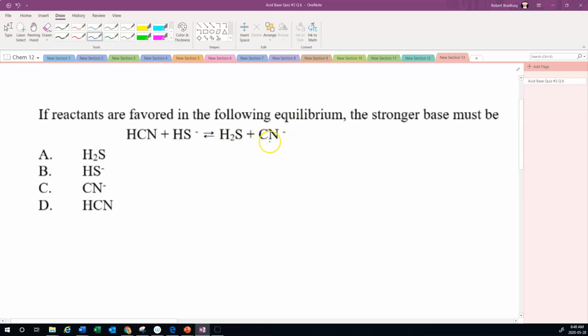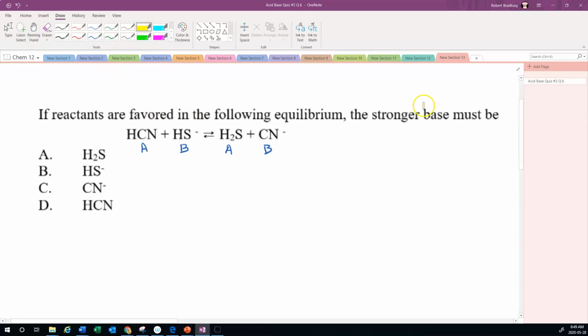So I can see I have CN- here, so that doesn't have an H. That's obviously got to be the base. And its conjugate acid must be this here. Now I'm looking at HS- and H2S. Well, this has more H's, so that must be the acid. This must be the base. So we have acid and base in equilibrium with acid and base. Okay, so that makes good sense so far.